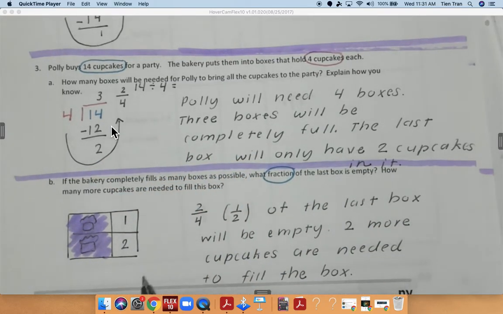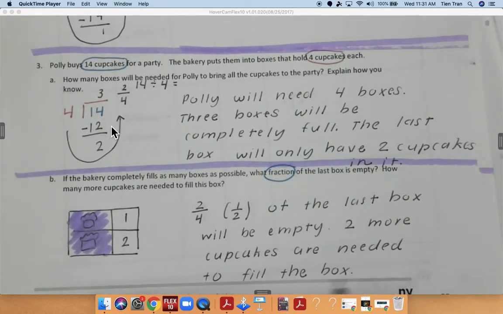So that means that in the last box, they need to have 2 more cupcakes to fill this box, because right here, there's no cupcakes right there. So 2/4 or 1/2 of the last box will be empty. 2 more cupcakes are needed to fill the box.